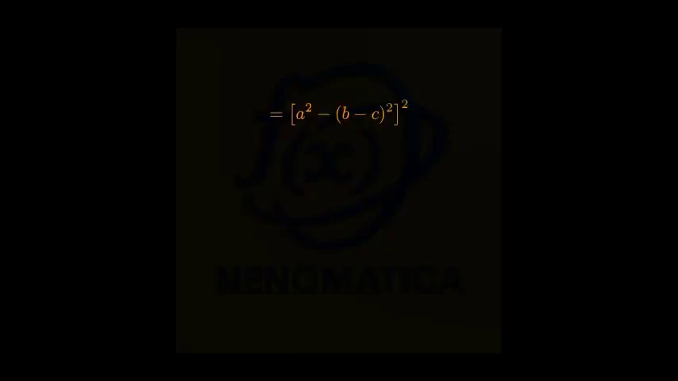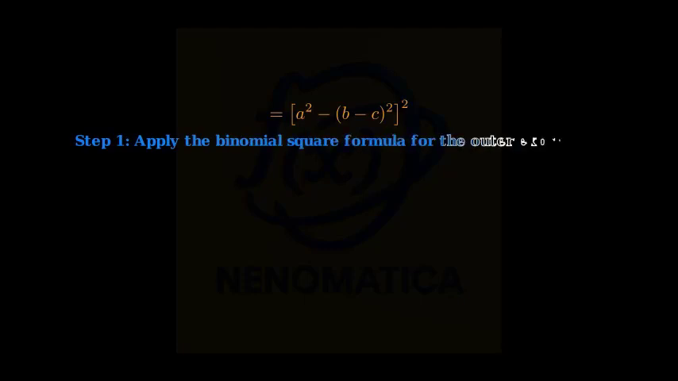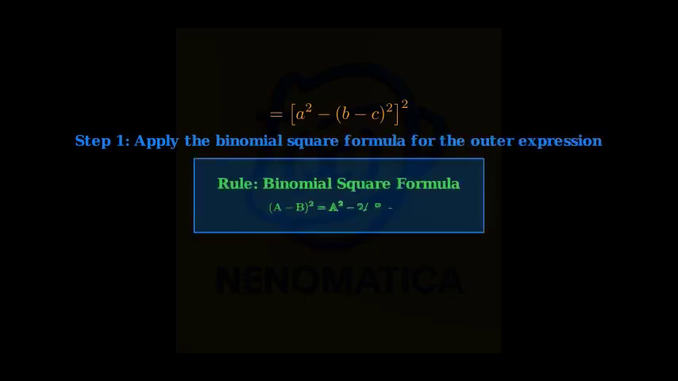We want to expand the expression a squared minus b minus c squared, all squared. Notice the entire expression is squared, and inside we have a squared minus the quantity b minus c, also squared. In step 1, we'll apply the binomial square formula. The formula states that the square of a difference equals the square of the first term, minus 2 times the product of both terms, plus the square of the second term.